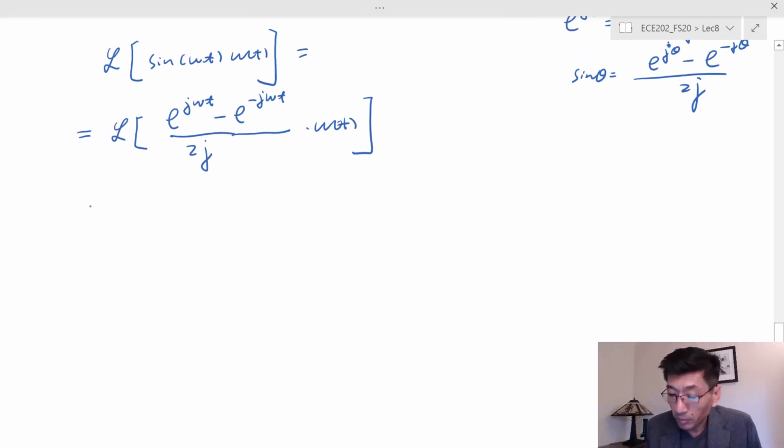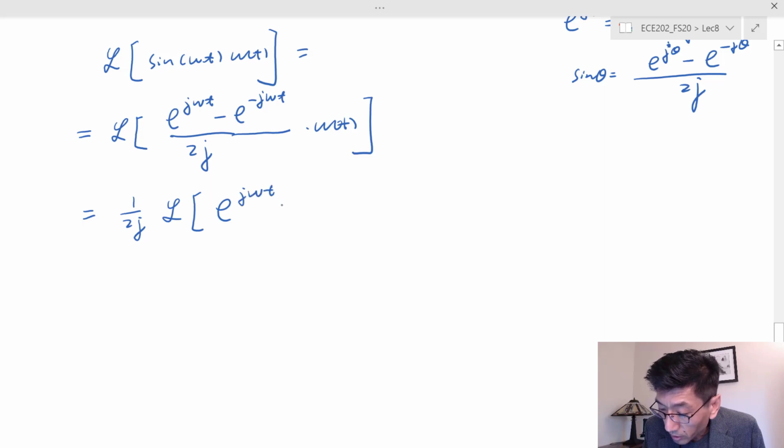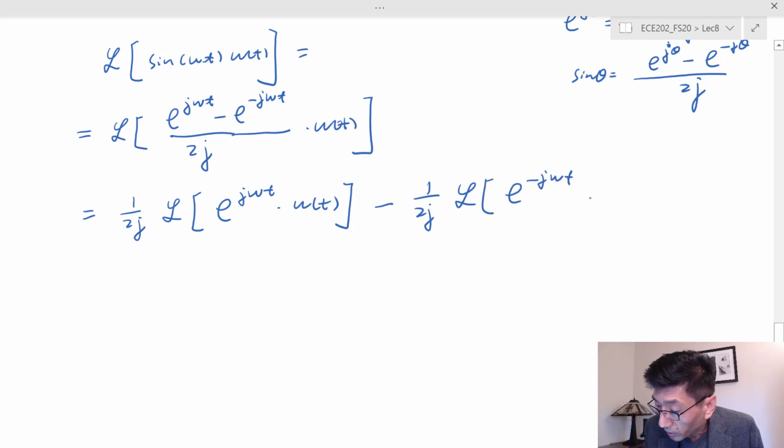and this Laplace transform, based on the linearity property, we can break this into two. So we have 1 over 2j and the Laplace transform of e to the j omega t times u(t), and here minus 1 over 2j times the Laplace transform of e to the minus j omega t times u(t).